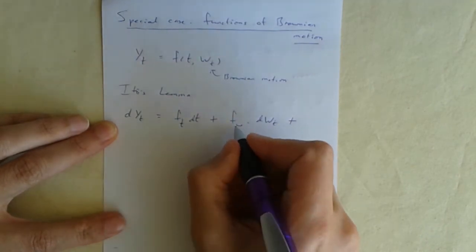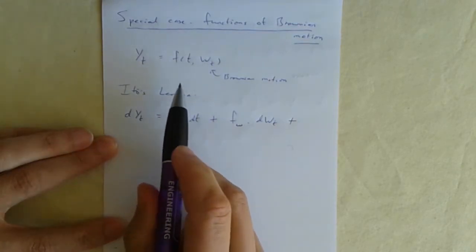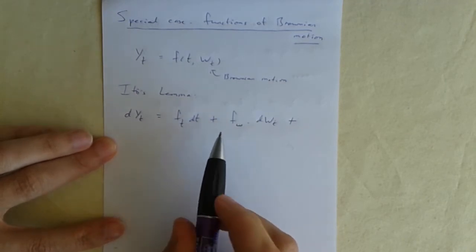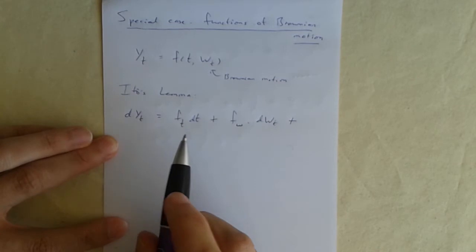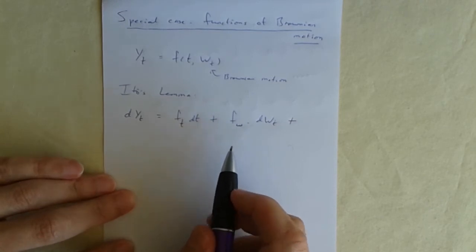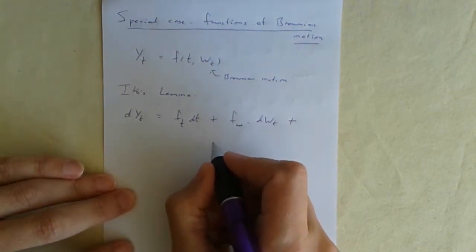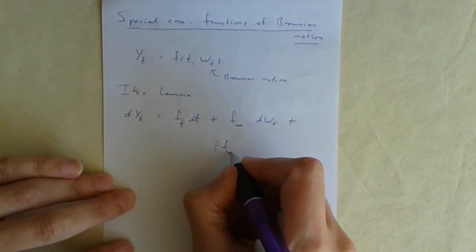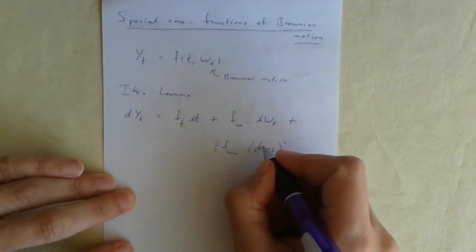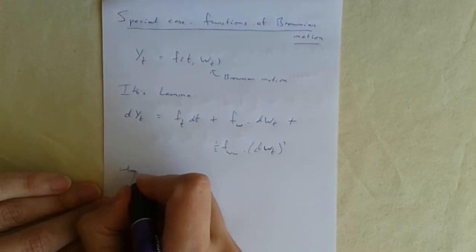plus f_w dw_t. This thing f_w is the derivative of f with respect to its second variable, so it's the same thing that I called f sub x before, but now that the second variable is called w instead of x, I'm going to change the notation for the partial derivative as well. It's still the same thing though, it's just a different way of writing it. Plus, and now we get this third term that involves a second derivative, half times f_ww dw_t squared. And this thing, dw_t squared, what's that?